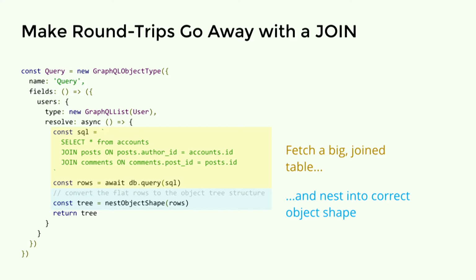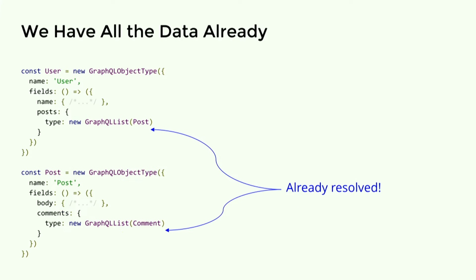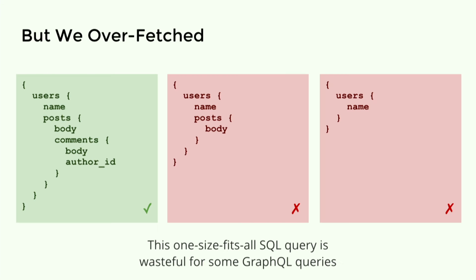What we get is one big result set with all those data. And let's assume that we can take that big flat array and nest it, or hydrate it. That is, convert it to the correct object shape that our GraphQL schema is expecting. So assuming we can do that, well, then the posts and the comments are already resolved, right? Because the data is already there. So, okay, it looks like we did it. We solved the round trip problem, which works great for queries like this one.